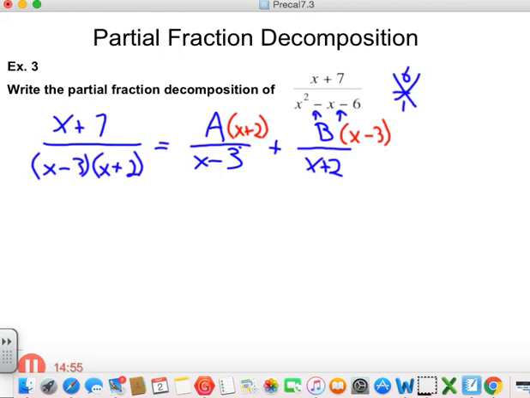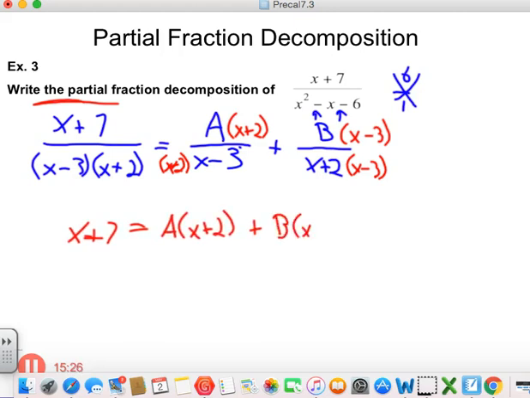Okay, so now we can see what's going to happen. Of course, if we had this down here, then the denominators would be the same and we could add them. So now we know the numerator, whatever this is up here in the numerator, this A times x plus 2 and B times x minus 3, it's going to have to equal this part over here, x plus 7. So we can say x plus 7 has to equal A times x plus 2 plus B times x minus 3. Right? Because those are my numerators. They got to equal each other.